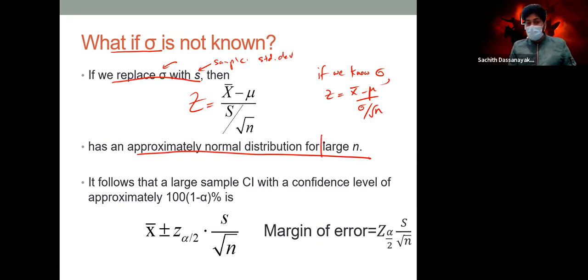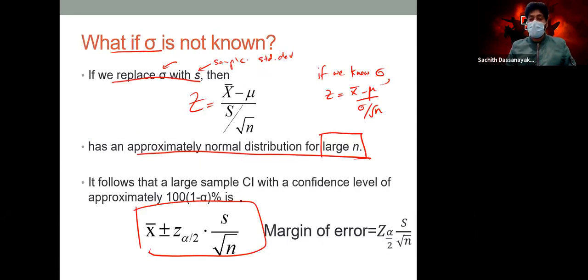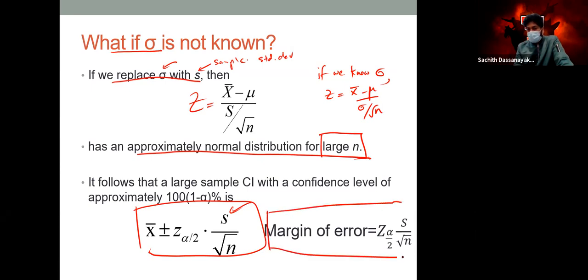For large n, you don't need to worry about that. You can simply assume that it is approximately normally distributed. For the large sample confidence interval, you replace like this. In the previous equation, you don't know sigma, so you can replace sigma by s. At the same time, you can calculate the margin of error: z alpha over 2 times s over square root of n. How much error do we have? You can calculate using this. Okay, clear?